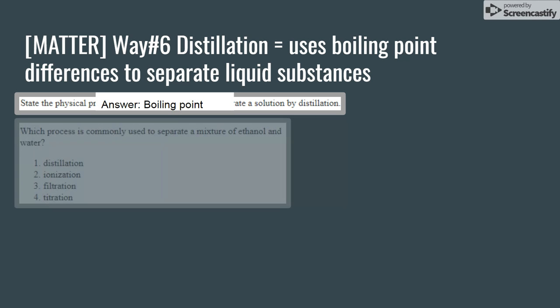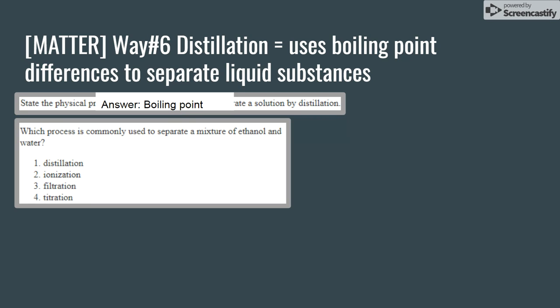Let's try another one. Which process is commonly used to separate a mixture of ethanol and water? Okay, here we have a mixture of two liquids. Remember, both of those liquids are going to have different boiling points. Whenever you have a mixture of two different liquids with different boiling points, we can always use distillation as a way of separating the two substances. Filtration would not work in this case because they're two liquids and they would just pass through the filter paper.